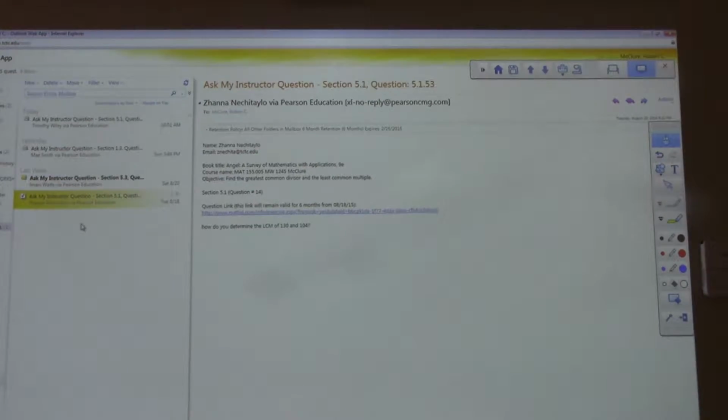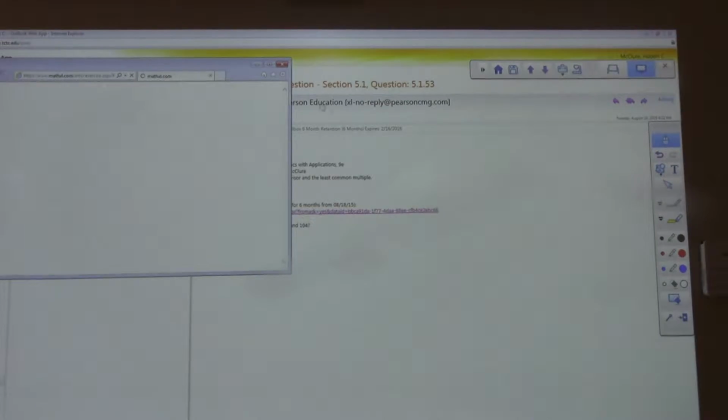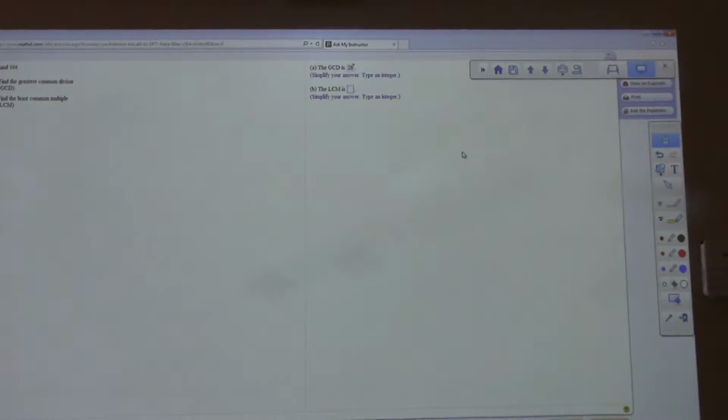This comes from section 5.1, number 53 in the book, number 14 online. And here's the problem. Let's find the greatest common divisor and the lowest common multiple for 104 and 130.